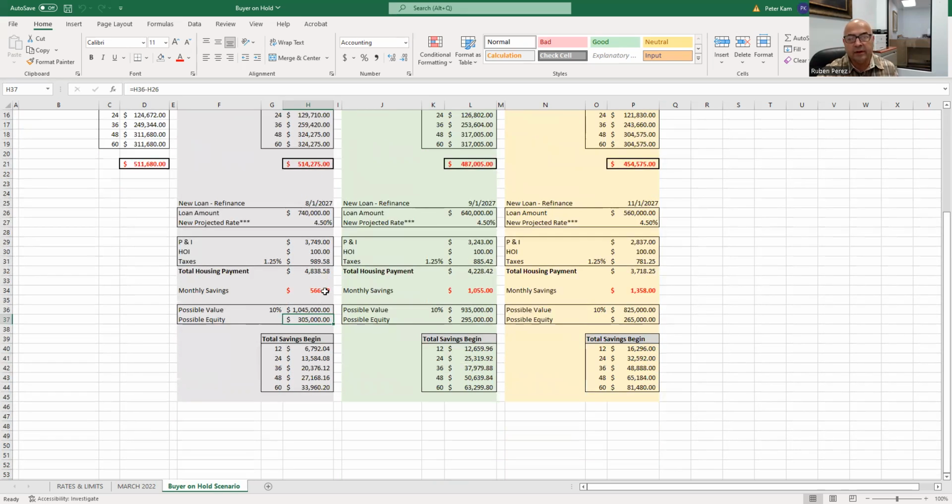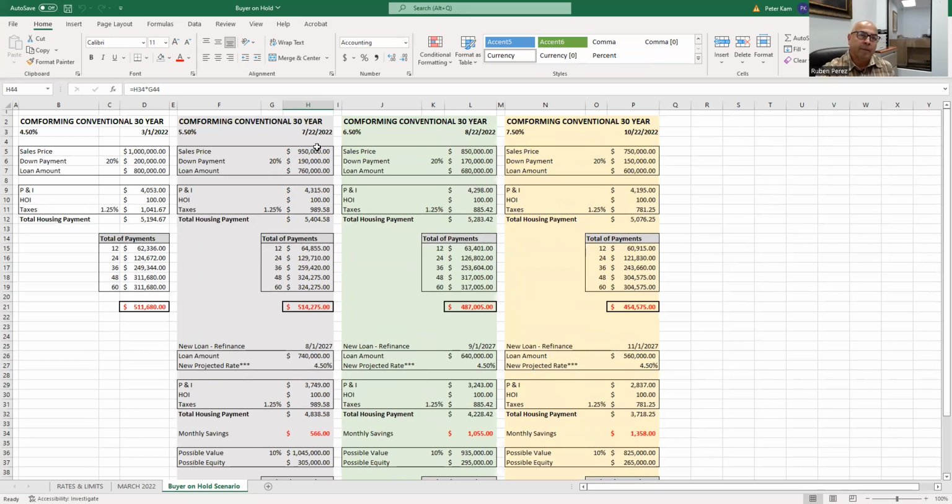With those savings on a monthly basis for the following 5 years, this is what your buyers would be saving. The first 12 months of the refinance, they'd be saving roughly about 7,000. And then you just go 24, 36, 48, and 60 months. So after the first 5 years, their savings just in refinancing would be about $34,000 in this scenario.